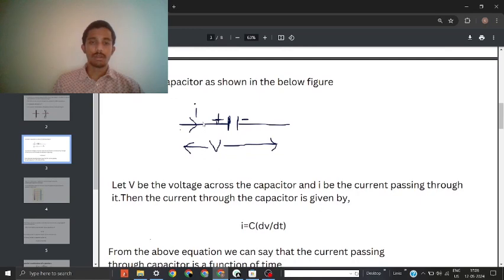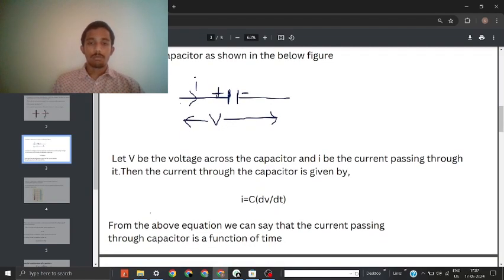So now, for example, let's consider a capacitor with a positive terminal and a negative terminal. And let's apply a voltage V. So the current passing through the capacitor is given by C into dV by dt. And here C is the capacitance, V is the voltage, and t is the time. So if we see this formula, I equals C into dV by dt, now we can clearly say that I is a function of time.